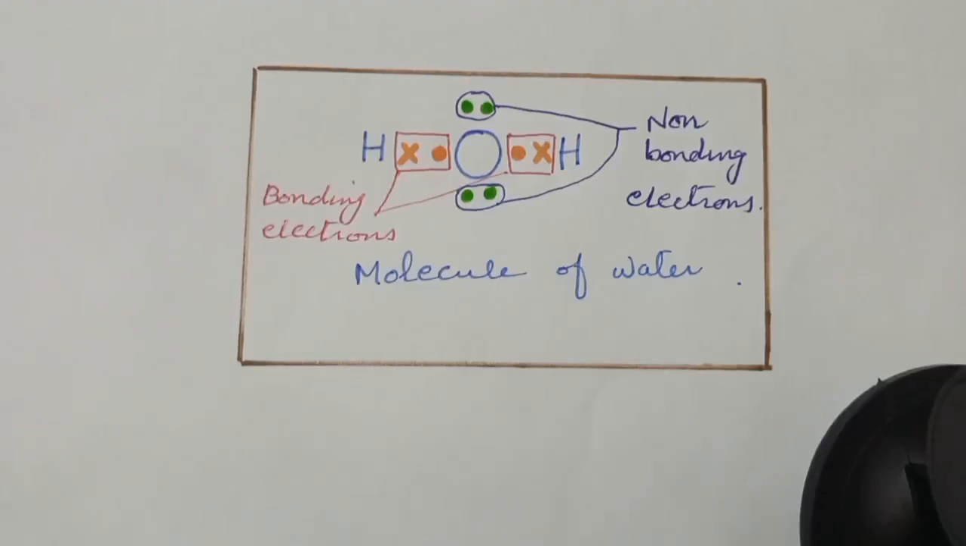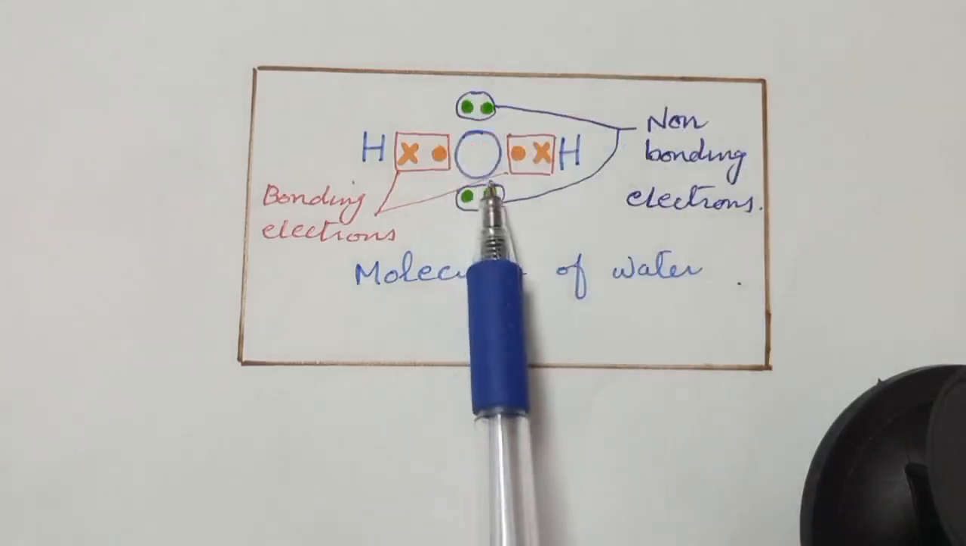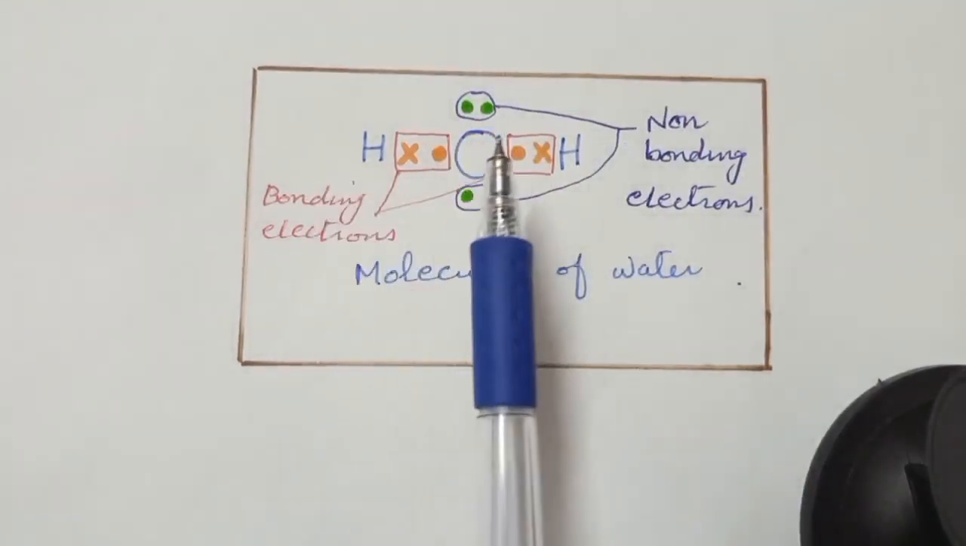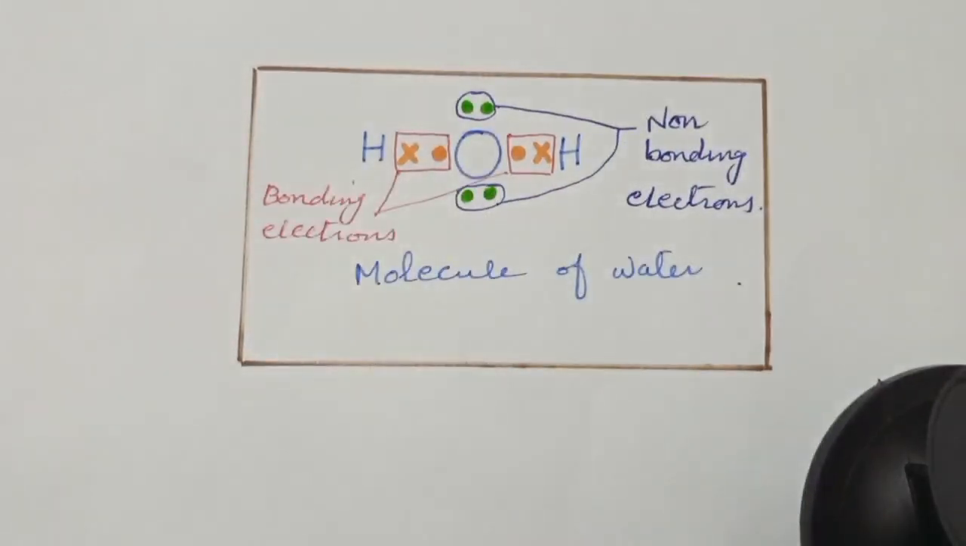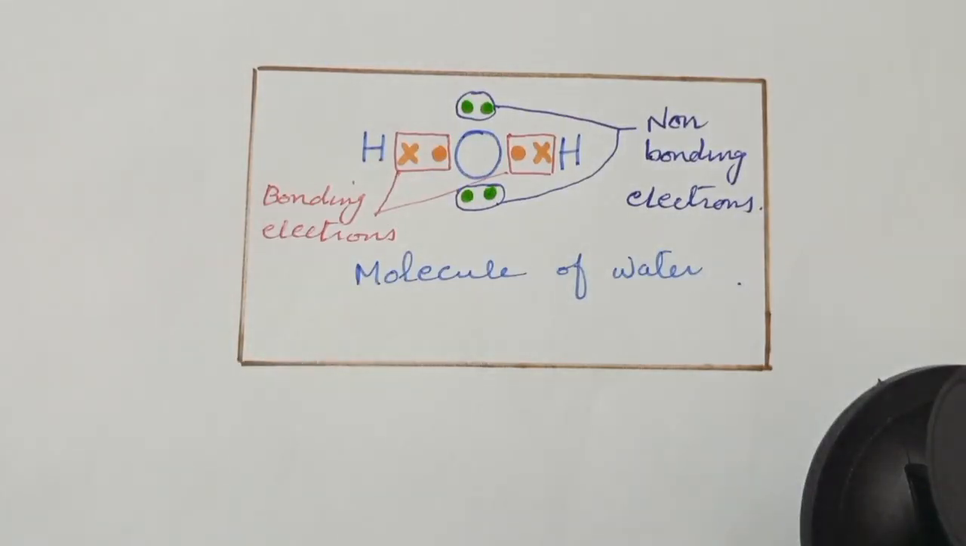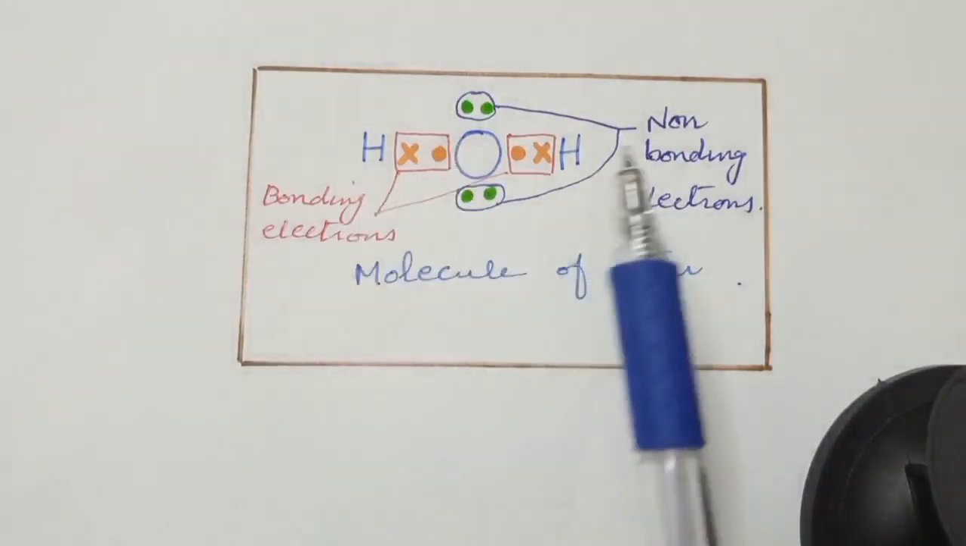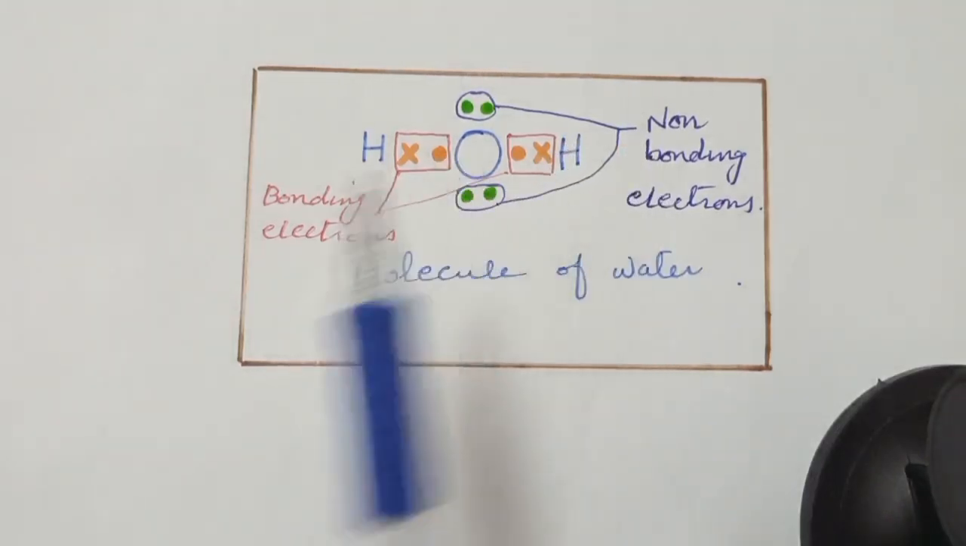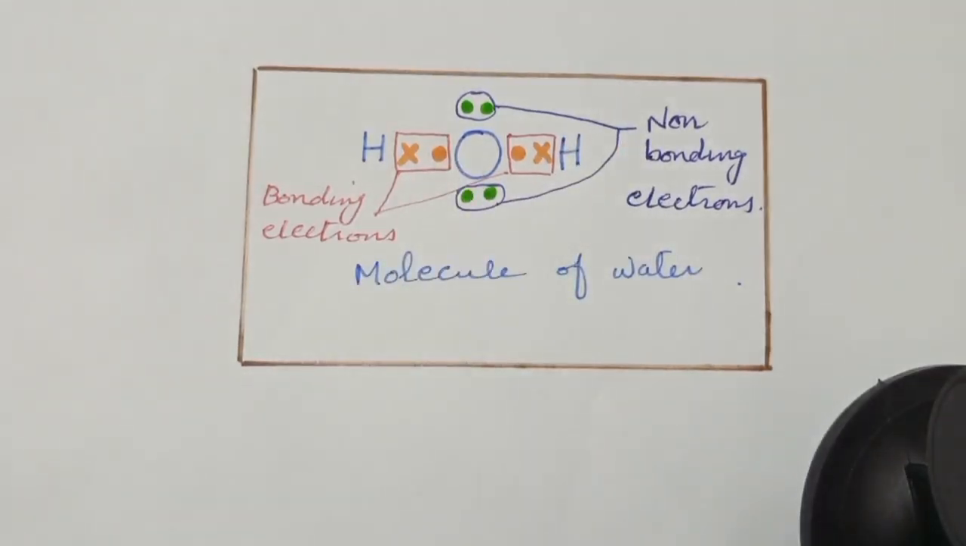To explain the types of the electrons, take the example of the molecule of water. Water is the combination of oxygen and hydrogen atoms. Oxygen atom has 6 electrons in its outermost shell, and it requires only 2 electrons to complete its octet. On the other hand, hydrogen atom has only 1 electron in its outermost shell, and it requires only 1 electron to complete its outermost shell.